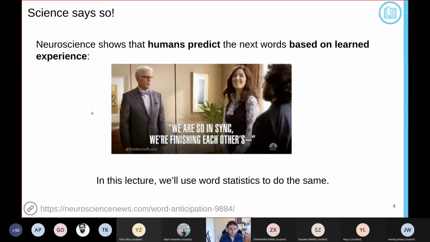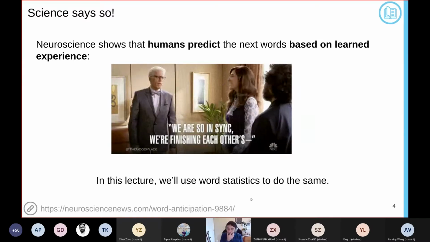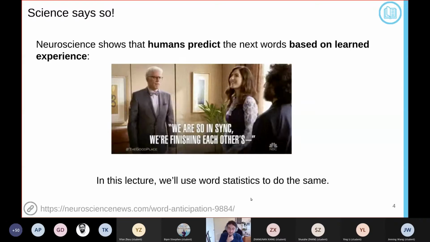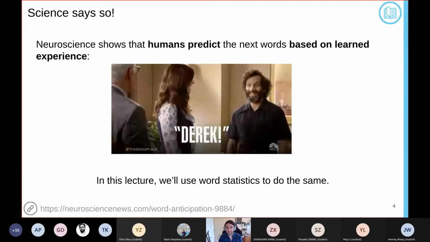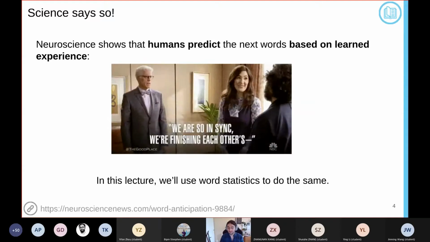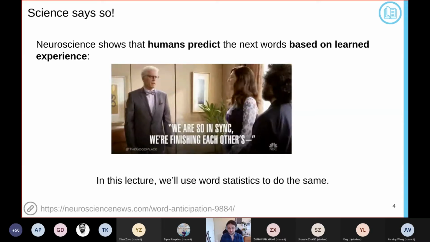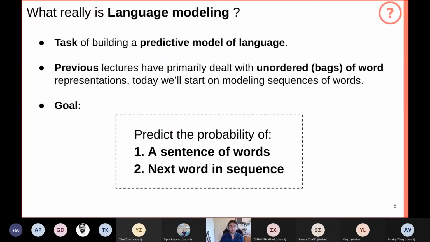So in this lecture, what we're going to be doing is looking at ways of using statistics and probabilities in particular to do the same: to predict the next word in a sequence, or estimate the probability of a sentence appearing at all in the English language, for example. Just reinforcing the idea, what language modeling is about is building a predictive model of language. That's what I'm talking about, predicting something. Based on language, you are capable of doing predictions.